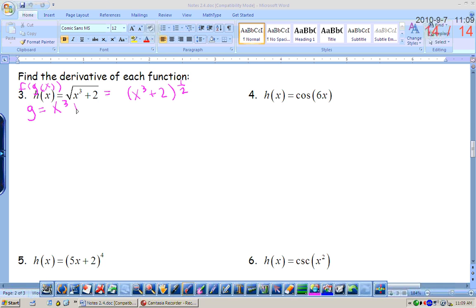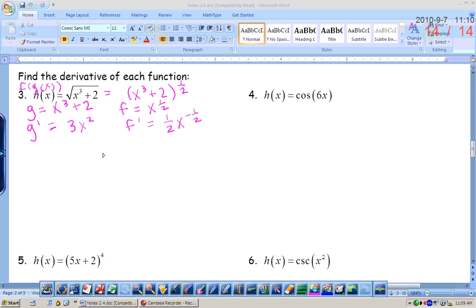Yeah, the x cubed plus 2, the inner part. And f is going to be x to the 1/2. Right. All right, take both of the derivatives. So g prime is 3x squared. F prime is 1/2 x to the negative 1/2. Don't worry about that negative exponent. It's fine to have a negative exponent.